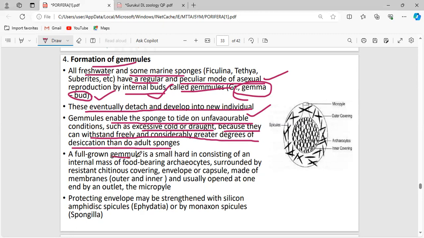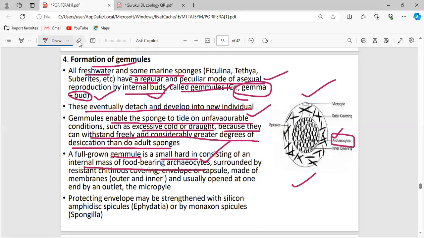A full-grown gemmule is a small sphere consisting of an internal mass of food-bearing archaeocytes. So you have to understand what the function of the archaeocyte is. It has a lot of food within it. During unfavorable conditions, it forms a gemmule-like structure. In that structure, it has to withstand freezing. Further, it needs food, and that food will be stored within the cells called the archaeocytes.